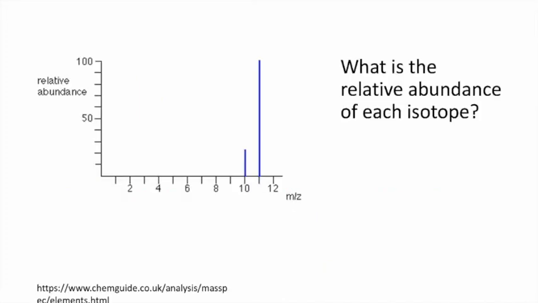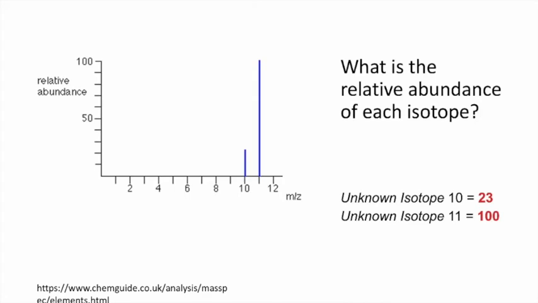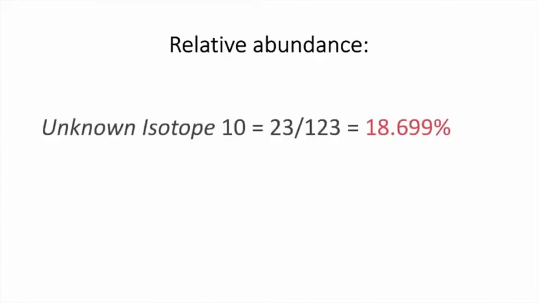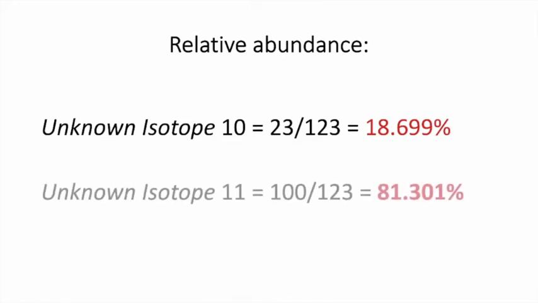In this next example, note that the tallest peak is arbitrarily given a value of 100, so we don't have this in terms of percent. We're going to have to deal with this a little differently if we want to know the relative abundance. We see that unknown isotope 10 has a relative abundance of 23, and unknown isotope 11 has a relative abundance of 100. This is the isotope that's the most abundant in this sample. Now, we're used to thinking of relative abundance in terms of percentages, and we can easily calculate the percent by dividing each number over the denominator of 123.